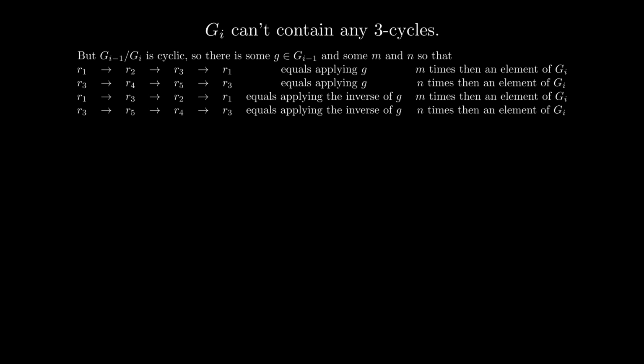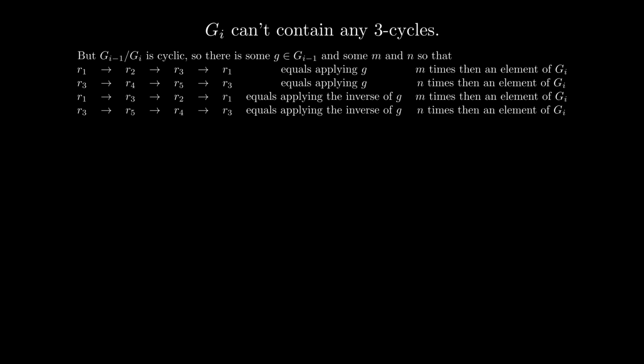Because the quotient is cyclic, there's one generator g, so that everything in gi minus 1 equals some power of g times something in gi. That's just what being normal means and having a cyclic quotient means. So say that the first 3-cycle is equal to applying g m times, then something of gi. The second is the same as applying g n times and then something of gi.